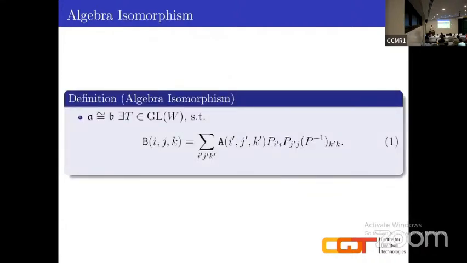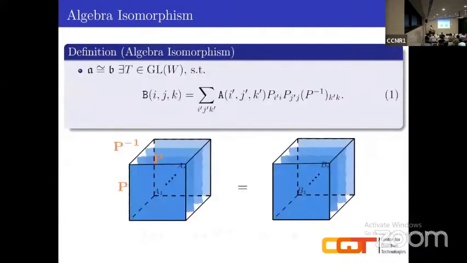So now we can have our definition for algebra isomorphism. Since an algebra can be encoded by a three tensor, we say that these two algebras are isomorphic if there exists a general linear matrix P such that it will act on the tensor A and send it to B. If you visualize it, it will be like that. Here is our tensor A, and you act P, P, and P inverse on the three directions of this tensor. It will send it to the tensor B.